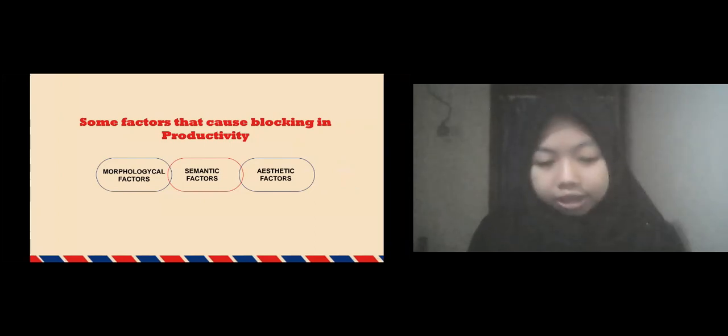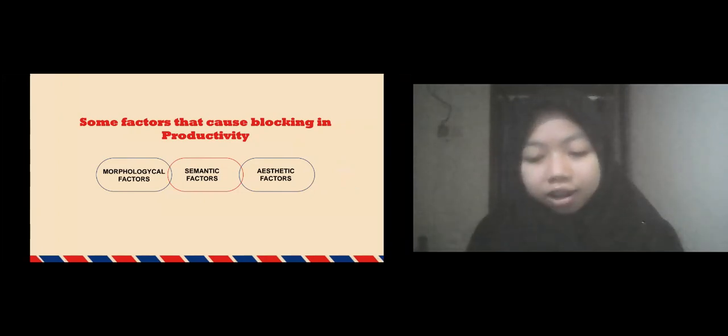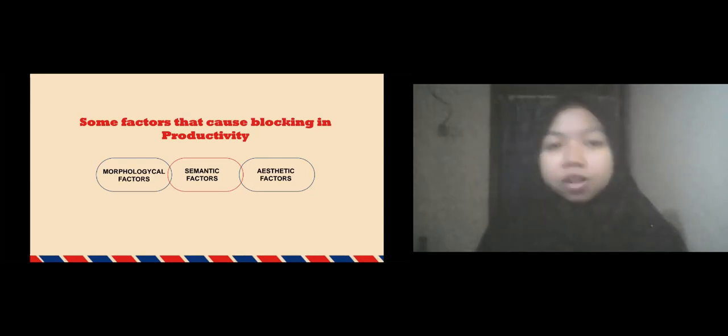Blocking is defined as the condition in which there is a prior existence of another word with the meaning that the putative word would usually have. Perfect synonyms are avoided. So that is the definition of blocking. And these are three factors that cause blocking in productivity. The first one is morphological factors. The second one is semantic factors. And the third one is aesthetic factors.